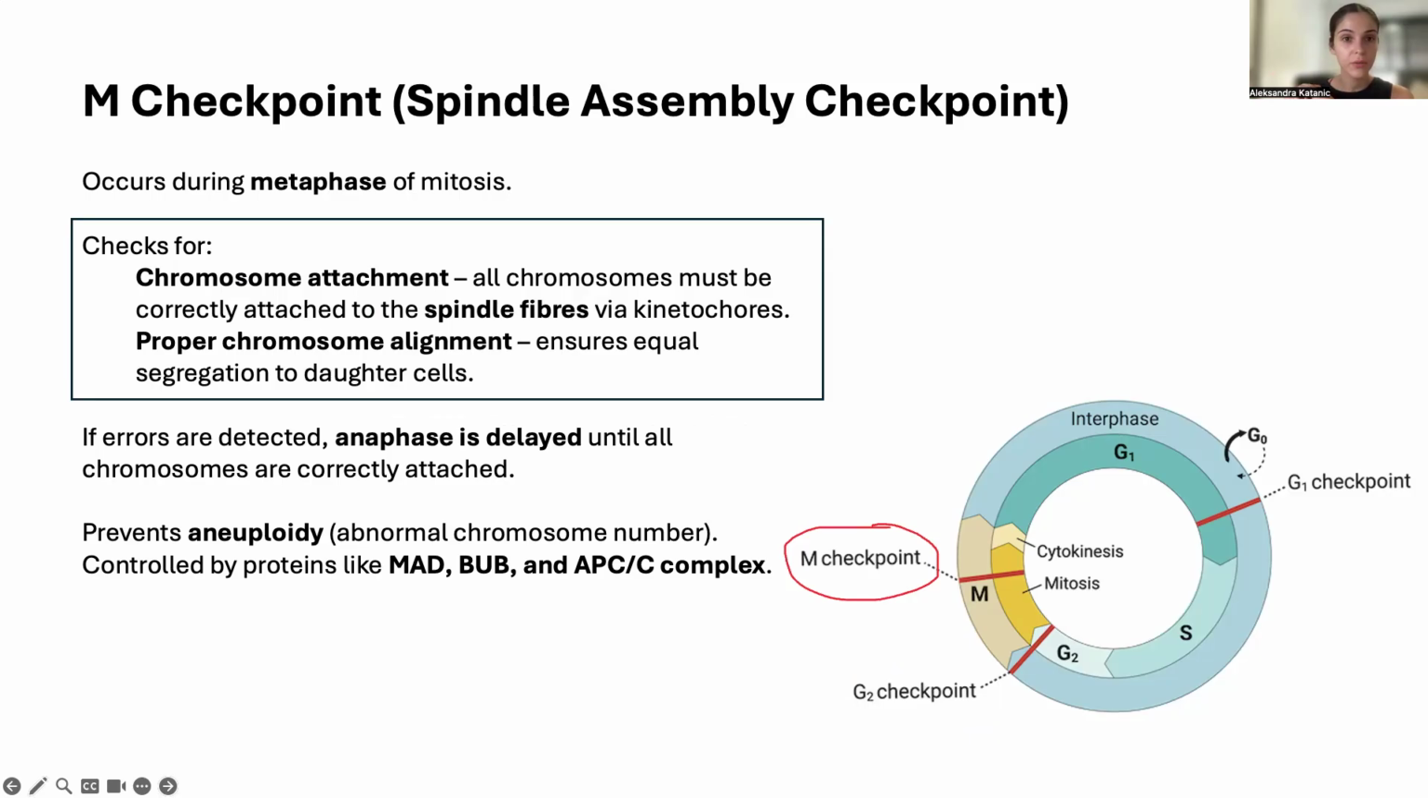The M checkpoint is also referred to as the spindle assembly checkpoint. So this occurs during metaphase of mitosis, and it checks that the chromosomes are all attached to the spindle fibers via the kinetochores, and that the chromosomes are properly aligned to ensure equal segregation to daughter cells. If errors are detected, then anaphase is delayed until the chromosomes are correctly attached so that when it separates, each daughter cell receives good DNA and an equal amount of it. This prevents aneuploidy, abnormal chromosome number, which we spoke about in the Down syndrome example. Okay.